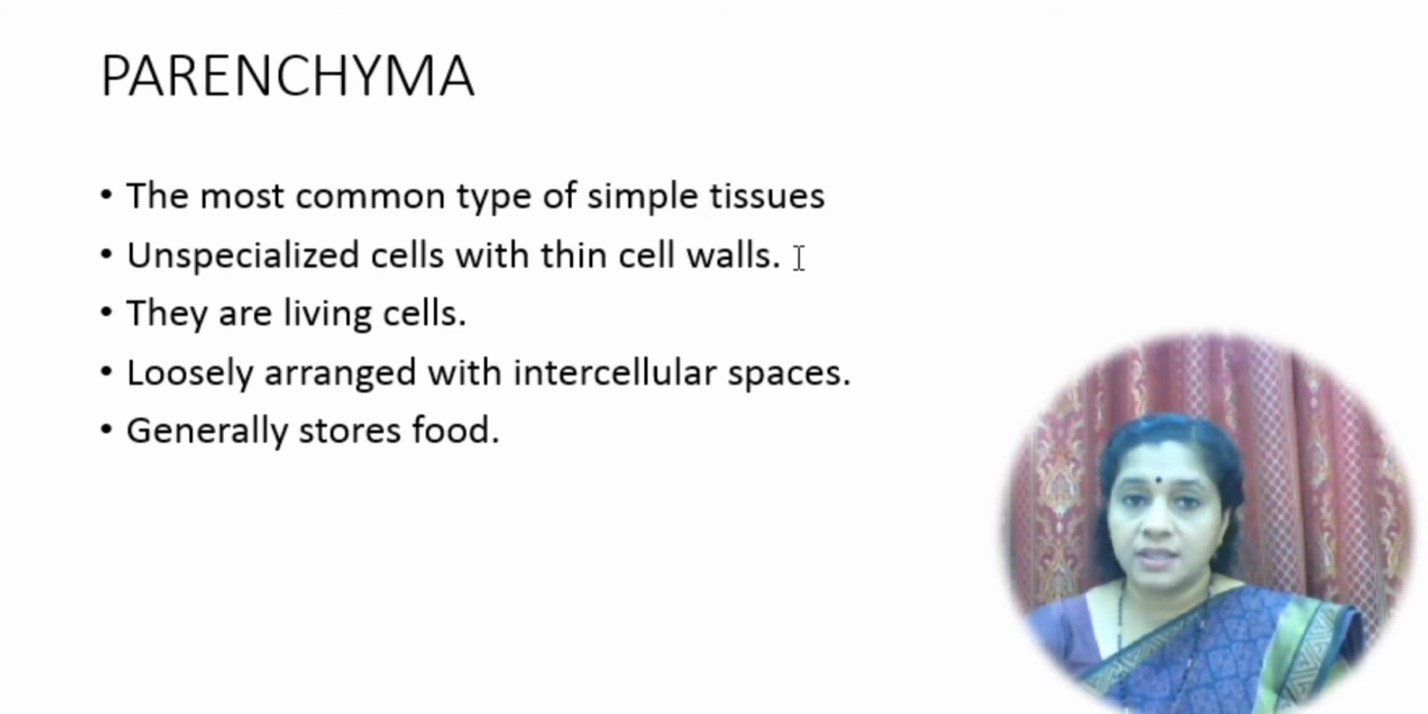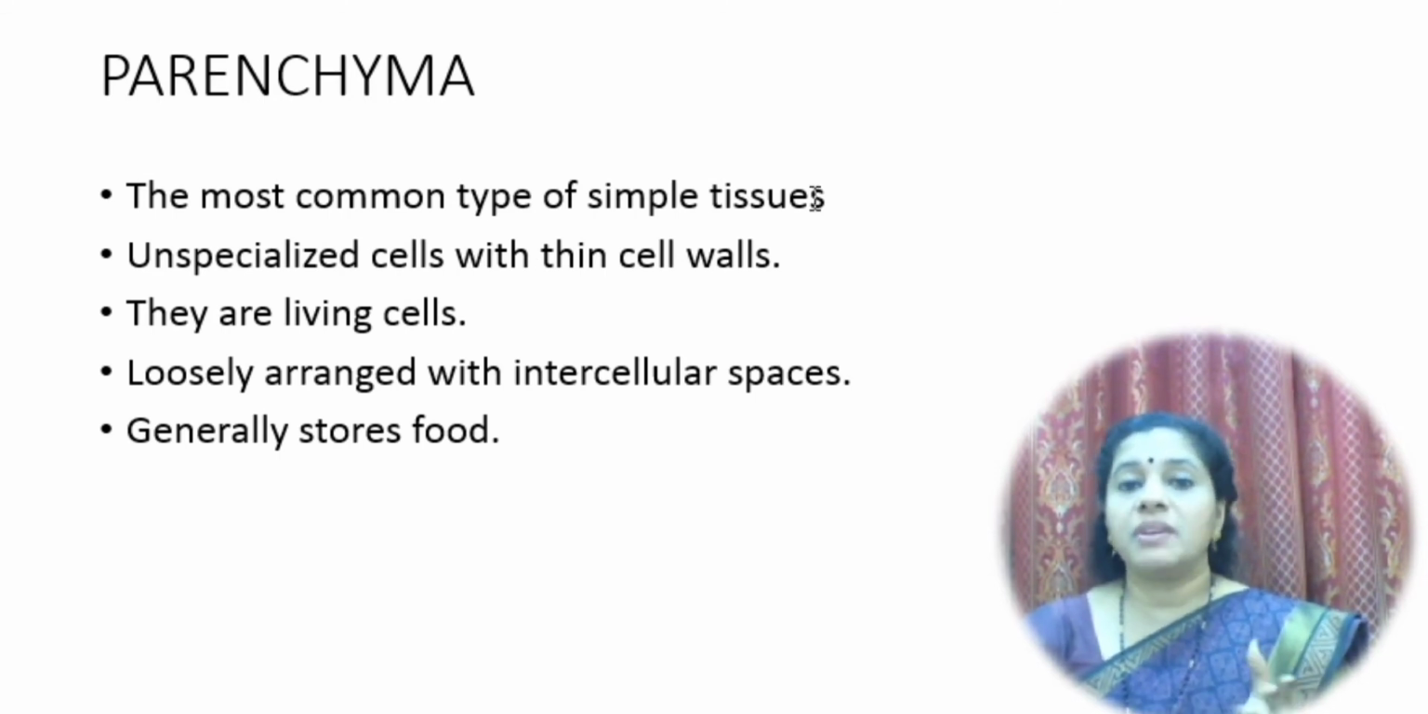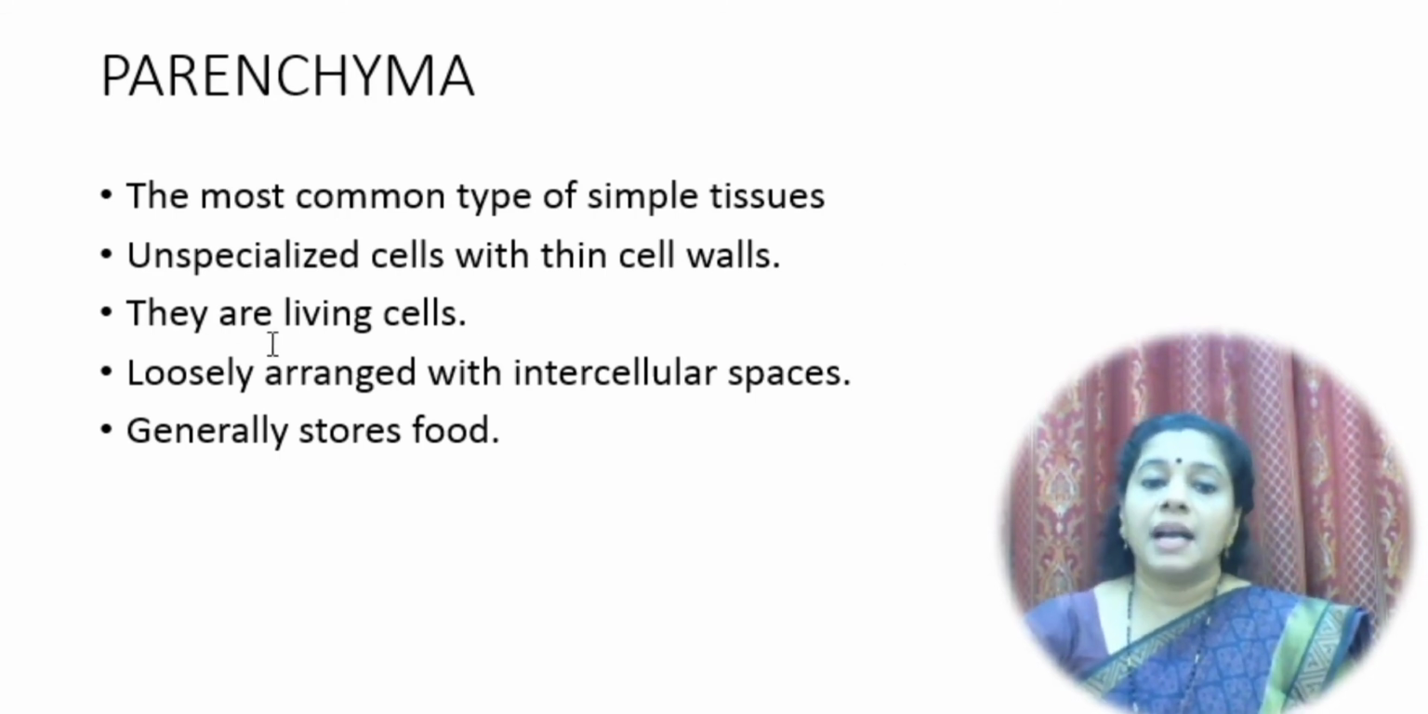Because their cell wall is thin and they are unspecialized, they can get specialized into different parts of the plant. And they are living cells. They are loosely arranged with intercellular spaces. They generally store food. Okay, so these are the characteristics of parenchyma.